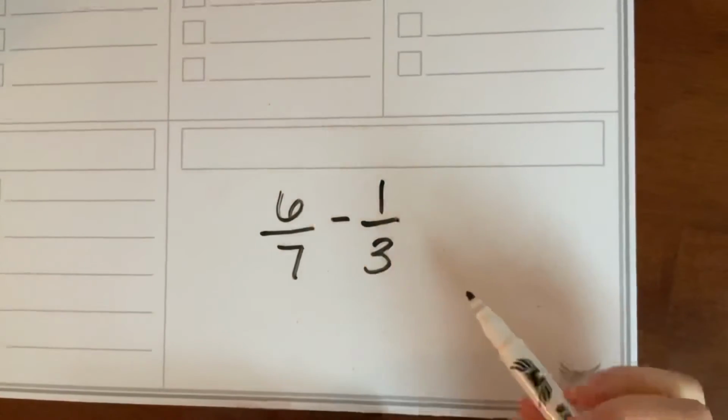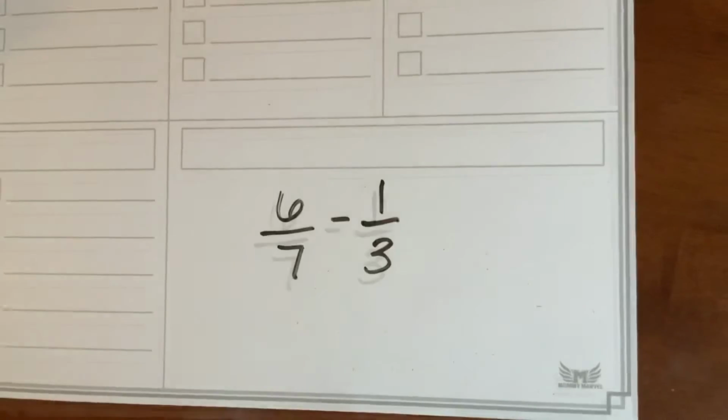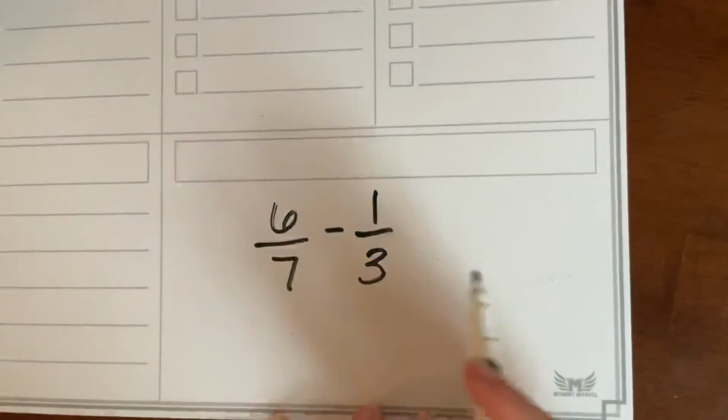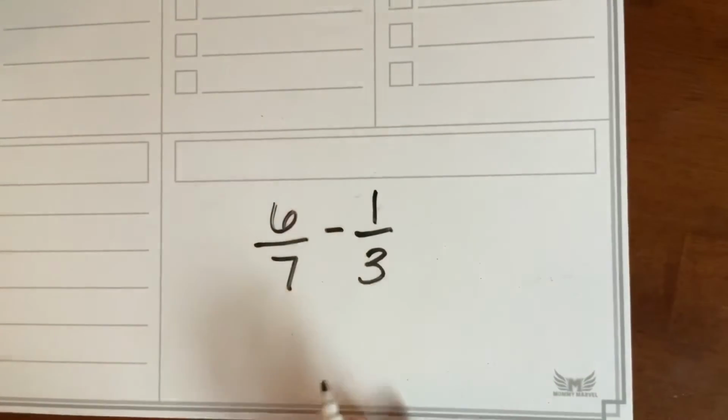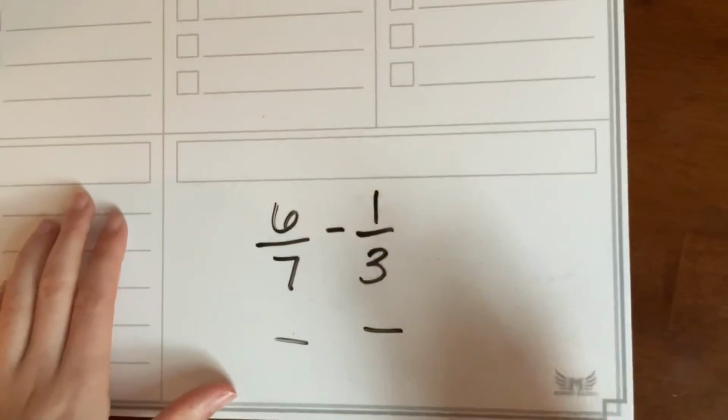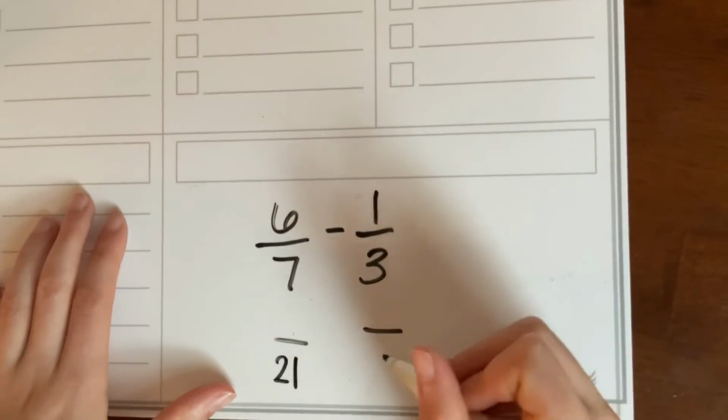So what we need to do first is we need to find our least common multiple. I had some technical difficulties, so I had to restart, but that's okay. So the first thing I need to do is find my least common multiple. You have already solved this, so you already know that your least common multiple should be 21.